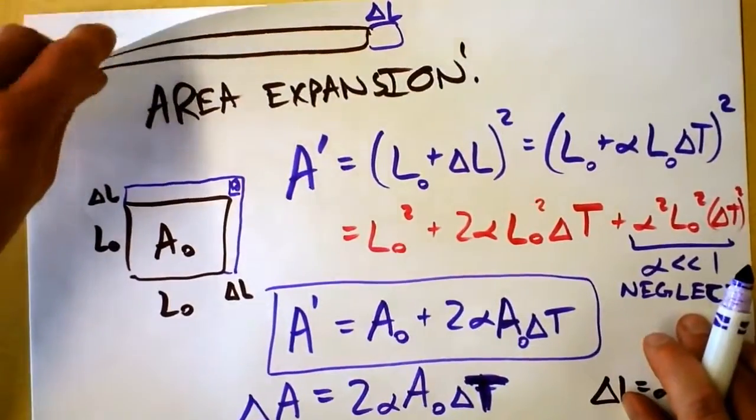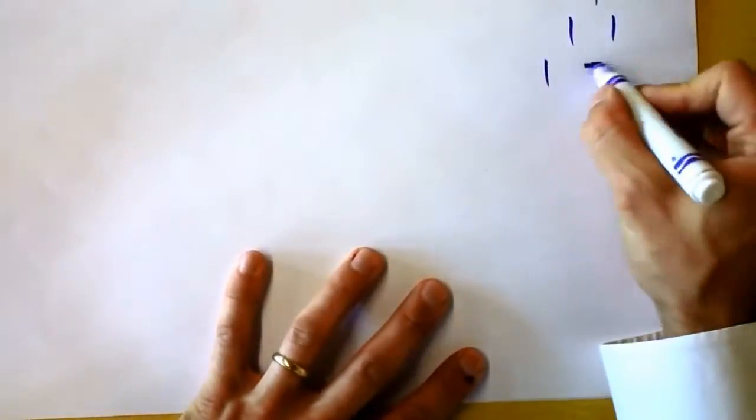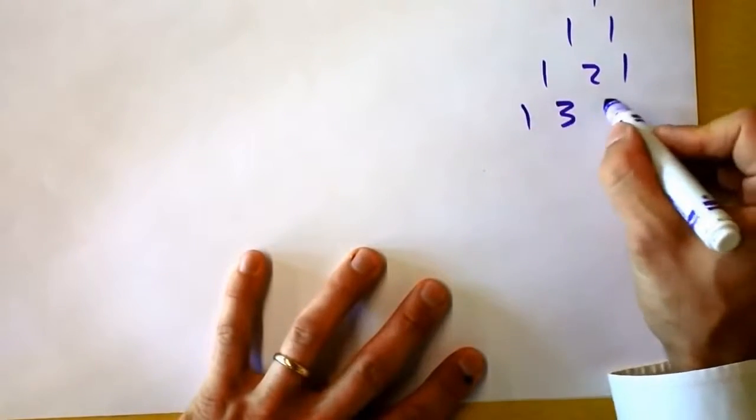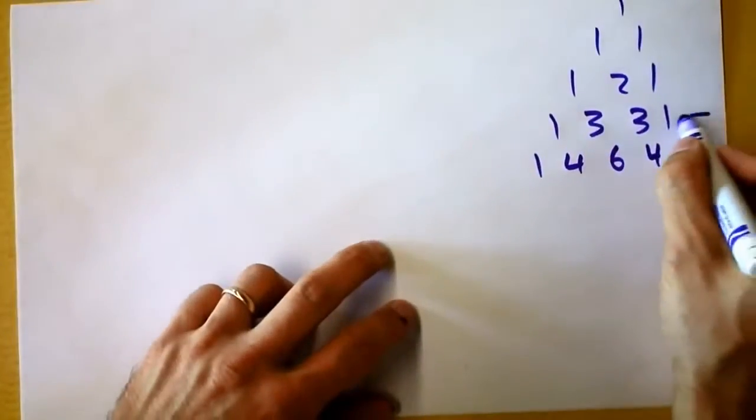Finally, volume. Volume is where it gets interesting. I'm going to give you Pascal's triangle. 1, 1, 1, 2, 1, 1, 3, 3, 1, 1, 4, 6, 4, 1. Great. We're only going to use this line right here.